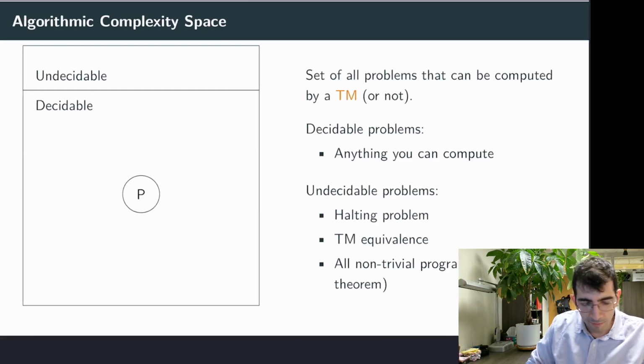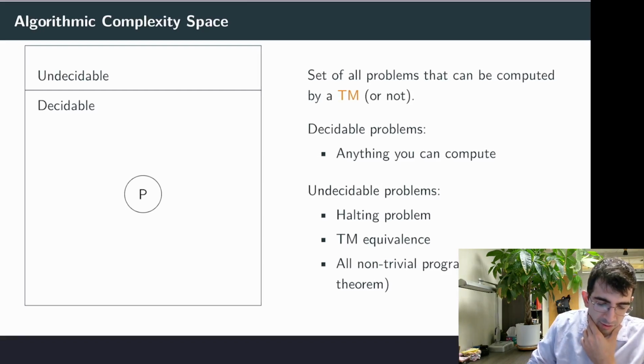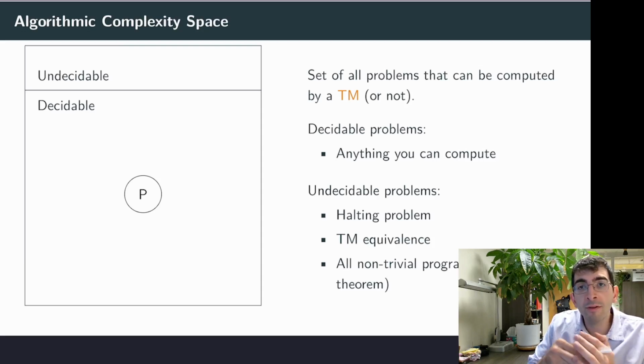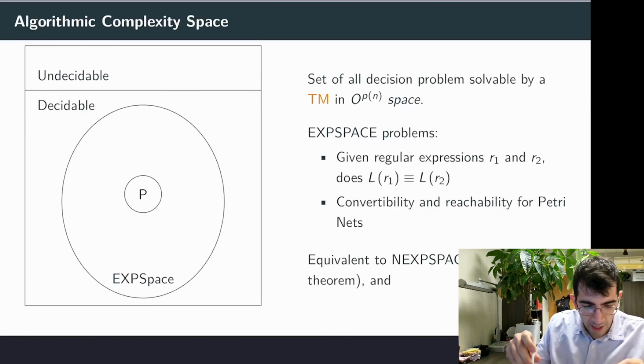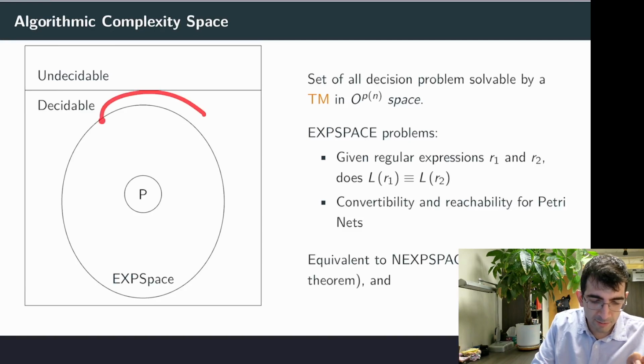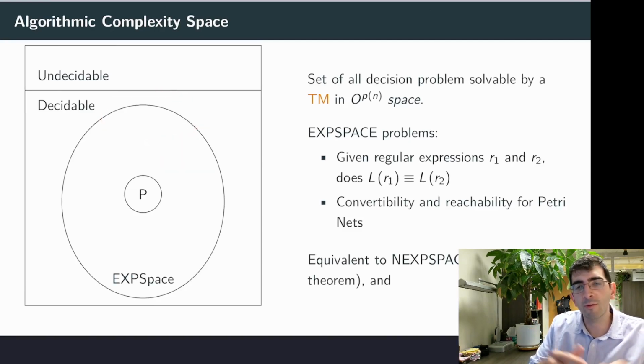Okay, so we have P. These are the problem space. These are the complexity classes we've discussed so far. The question is, what other algorithmic complexity classes are there? So we have problems that require exponential space. This is probably one of the larger ones.